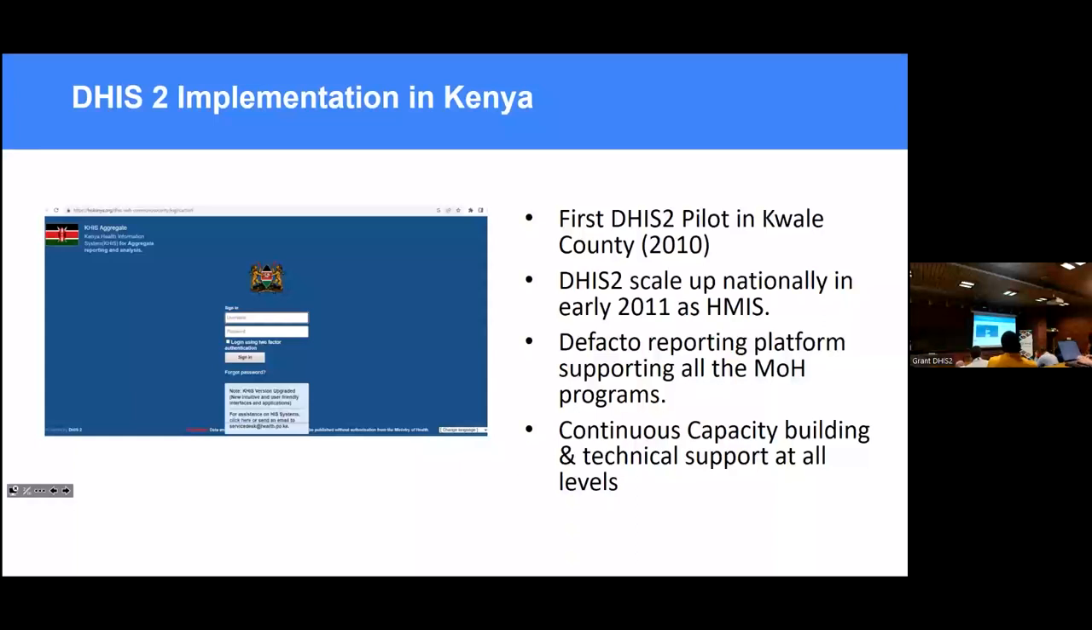We have had continuous capacity building and technical support to the counties, and we are able to support counties in building knowledge on implementing the systems. We've also been doing a lot of capacity building for the different counties. We are looking at those who are collecting data, those who are able to upload it into the system, and those who use the data at the different levels. So we have facility level, sub-county, and county. For different levels, we have data use and data collection.